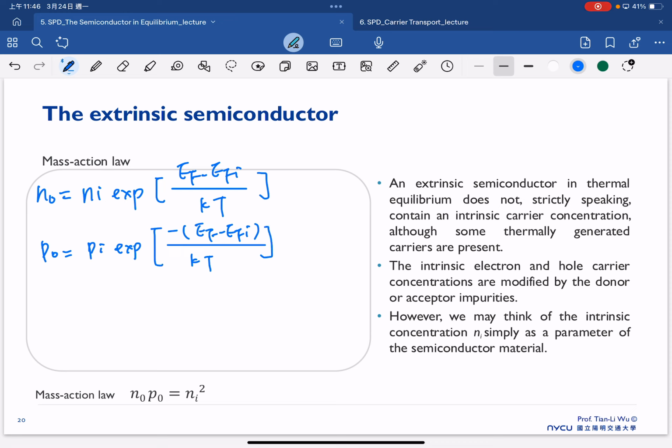So now we can try to multiply N0 with P0. The product N0 P0 becomes NC NV exponential minus EG over 2KT. So that's also equal to Ni squared.